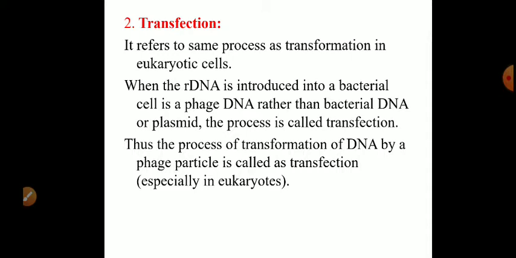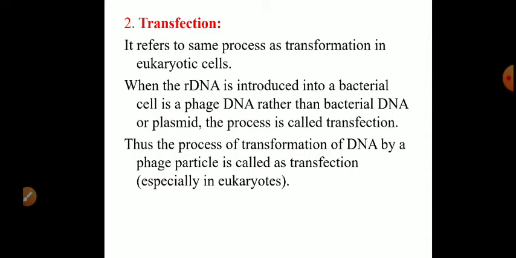The second procedure for introduction of recombinant DNA into host is transfection. Transfection is almost similar to transformation but carried out especially in eukaryotic cells. Here also the foreign DNA is taken up and expressed, and its products are produced. But when the recombinant DNA introduced into a bacterial cell is a phage DNA rather than a bacterial DNA or a plasmid, the process is called transfection.